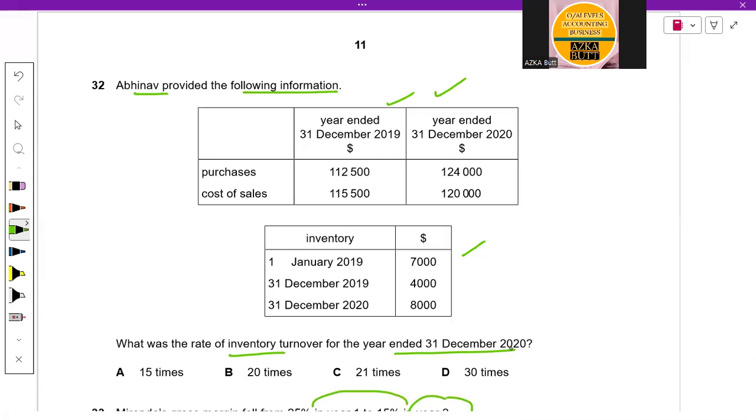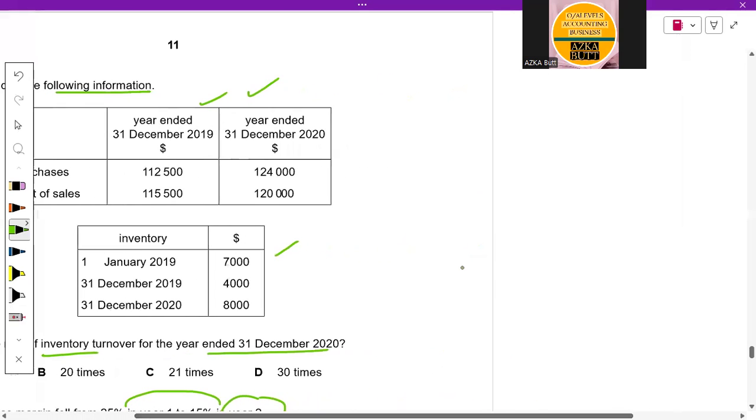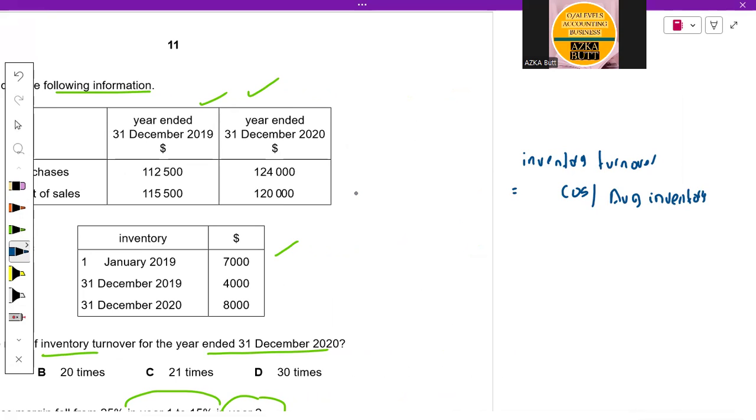Okay. So first of all, to find out the inventory turnover, I think I should put this here. Inventory turnover is equal to cost of sales divided by average inventory. The cost of sales for the year ended 31st December 2020 is 112,500. So now let's calculate the average inventory first.